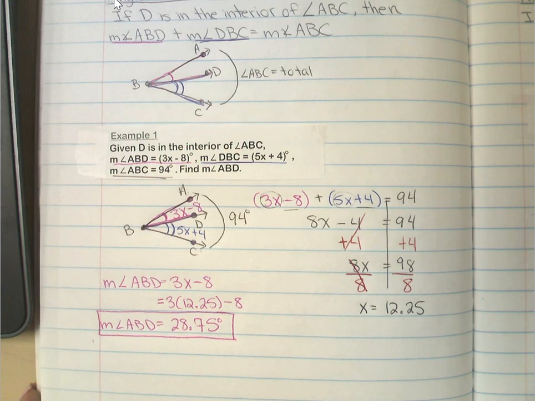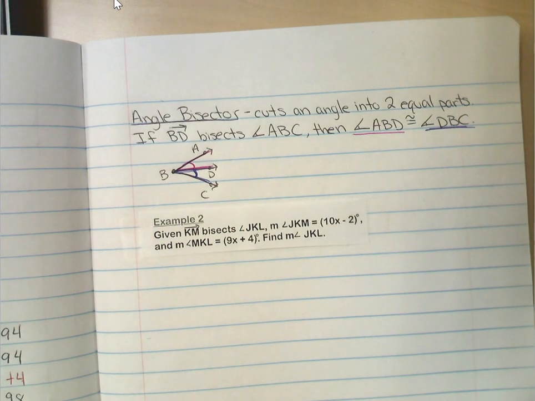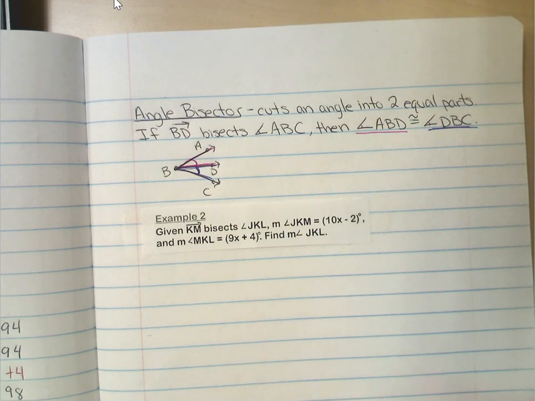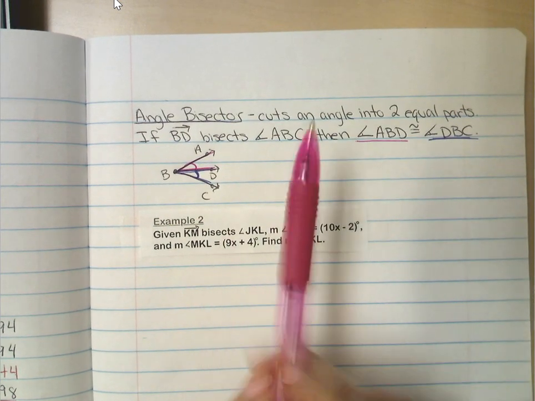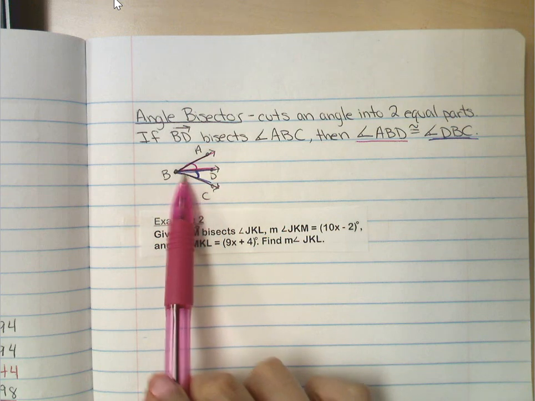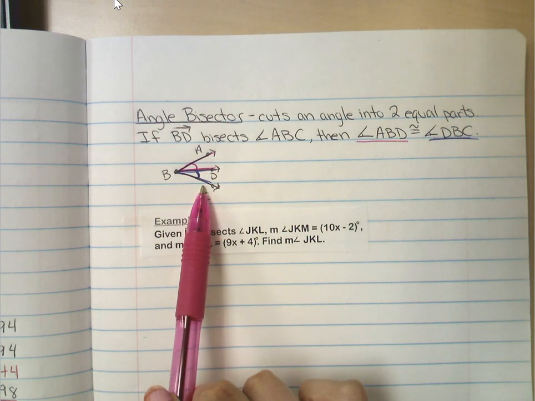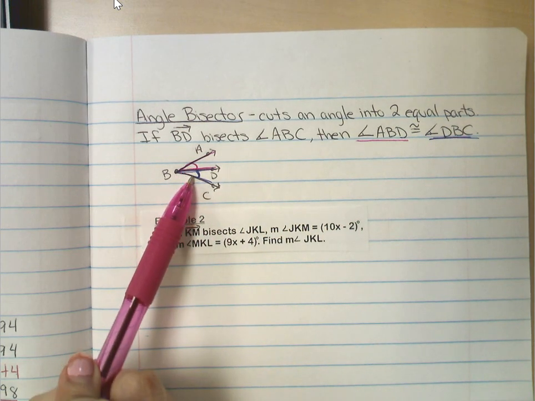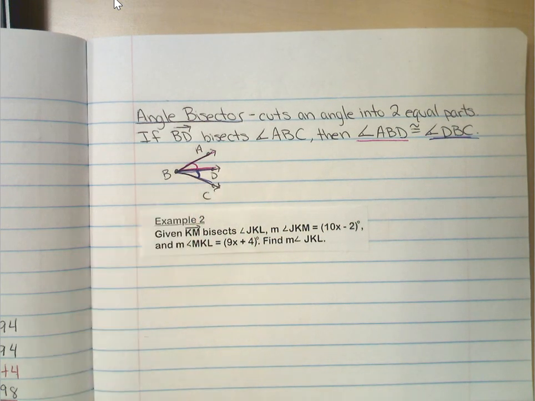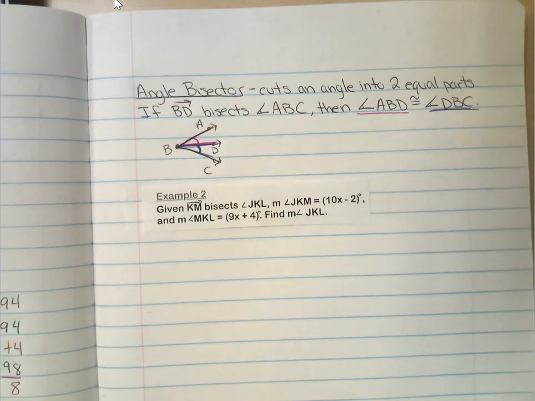Okay, for example 2, it's similar, but in example 2, we have an angle bisector. That means that it's a ray that will cut the angle into 2 equal parts. So it's going to create 2 equal angles. And here I have one curve for each of those showing that it's equal. So example 2 is going to be worked out a little bit different because I have a bisector.